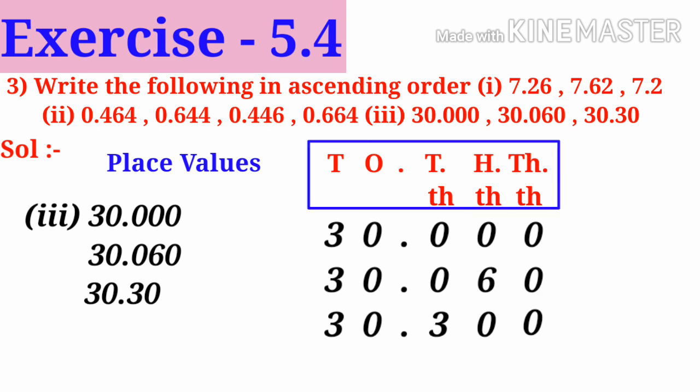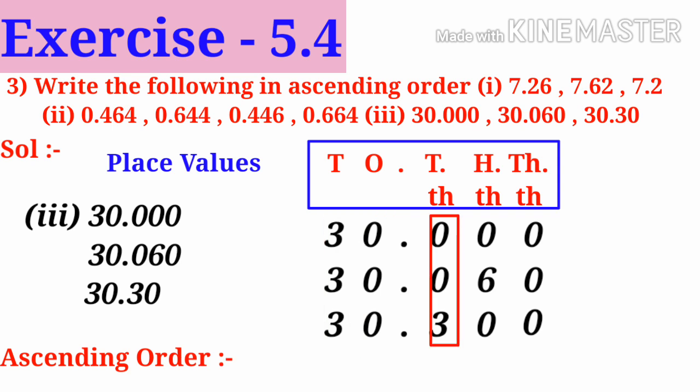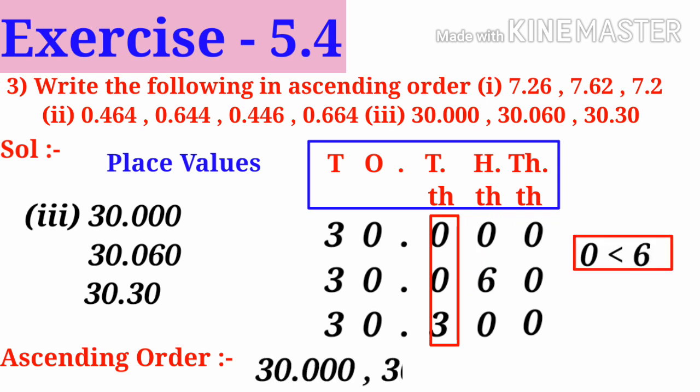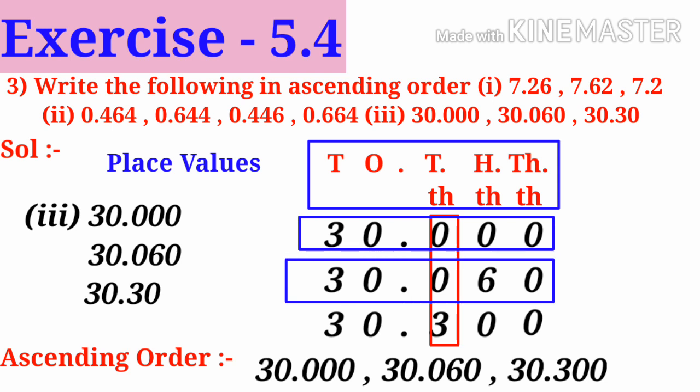To write ascending order, first compare the tens place, all are equal, ones place, all are equal. Now compare tenths place. So there are 2 zeros, so compare the hundredths place of it. 0 is less than 6, so least number is 30.30. Next number is 30.060 and last number is 30.300.